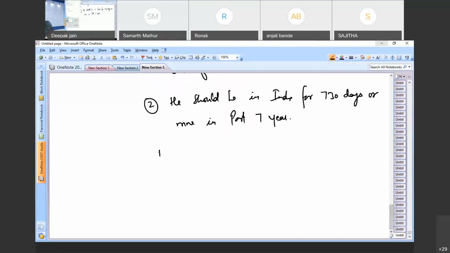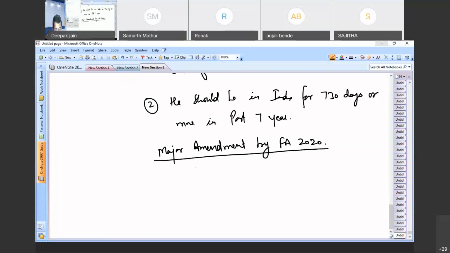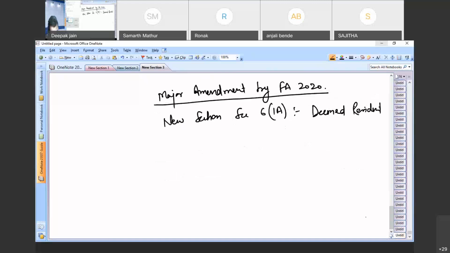Now, what is the major amendment? Major amendment by Finance Act 2020. A new section has been inserted: Section 61A, deemed resident. Highly expected for exam. Deemed resident.